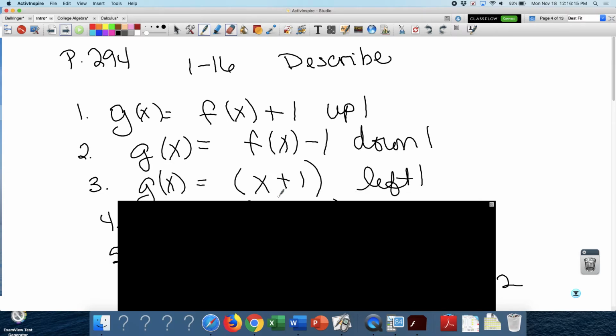Do you see the difference between number 1 and number 3? Number 1 is outside the brackets. It's your vertical. Number 3, the 1 is inside your bracket. It's dealing with the horizontal, and it acts opposite of what you think it should. So instead of being right 1, it is left 1. Any questions so far?